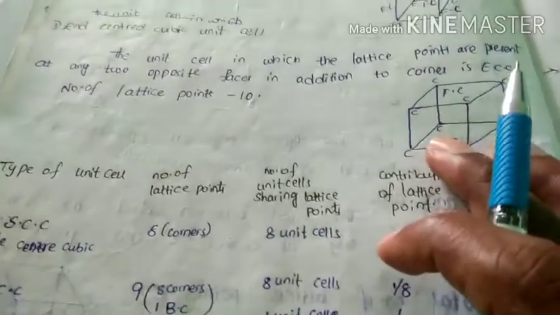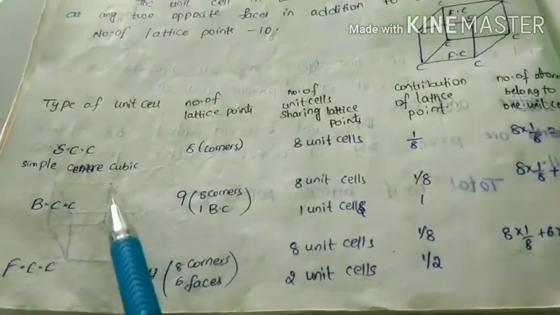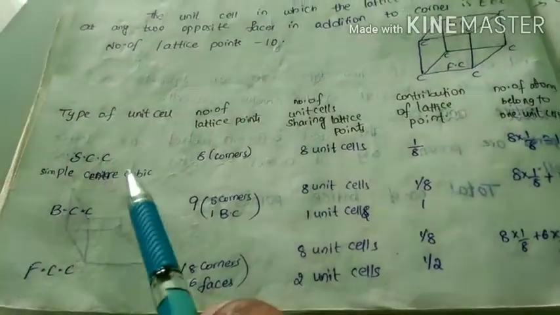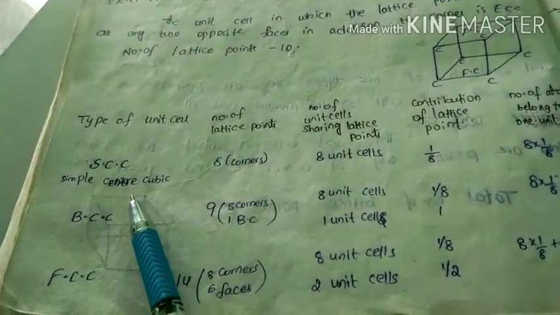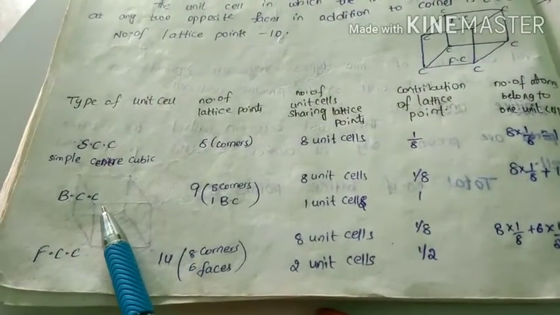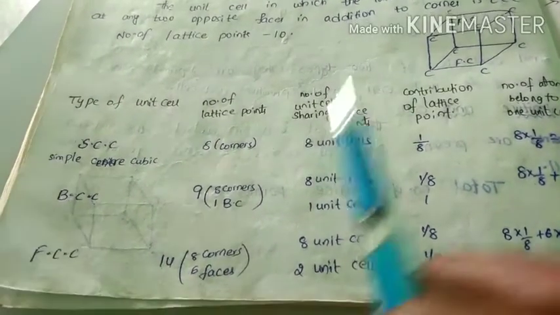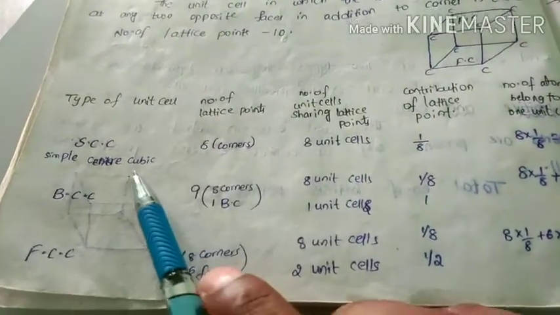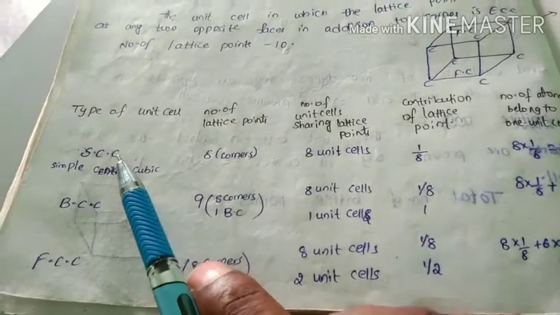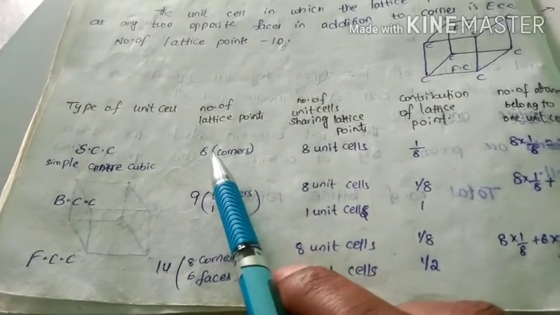Regarding this one also, one table is there, that is also important. See, types of unit cells. Simple cubic unit cell, that is also called primitive unit cell. Next one, body centered cubic unit cell. Next one, face centered, and last one, end centered. What is the primitive unit cell? Only particles are present at corners. So 8 particles, corners means 8.